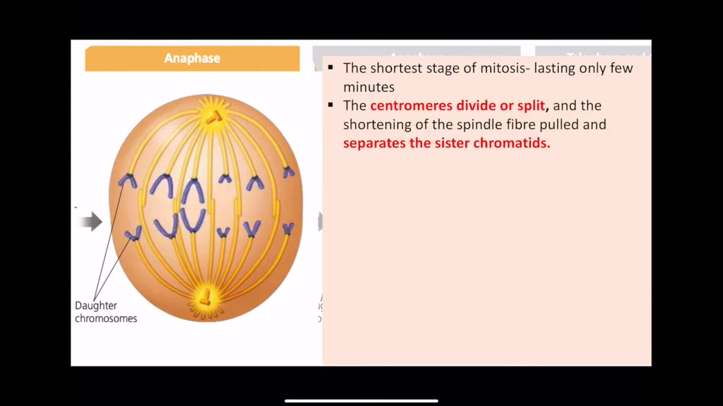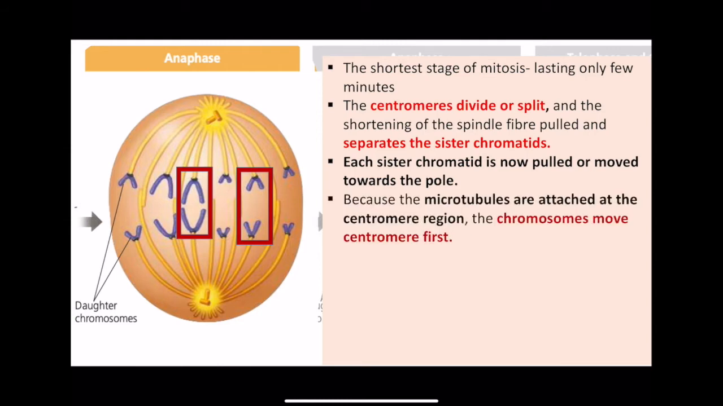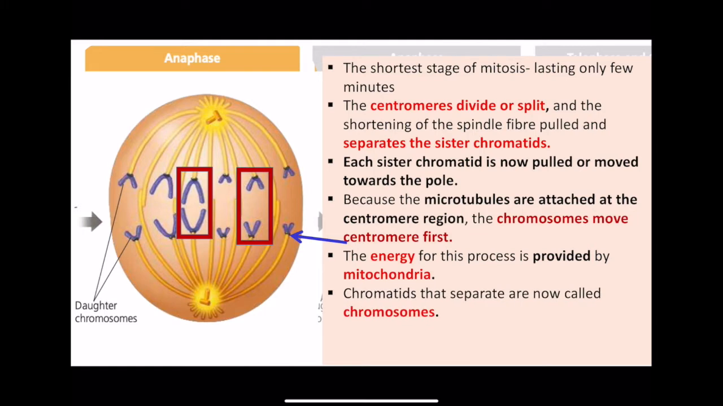The centromeres divide or split, and the shortening of the spindle fiber will pull and separate the sister chromatids. Each sister chromatid is now pulled towards the pole. Because the microtubules are attached at the centromere region, the chromosome moves centromere first. The energy for this process is provided by mitochondria. Chromatids that separate are now called chromosomes.